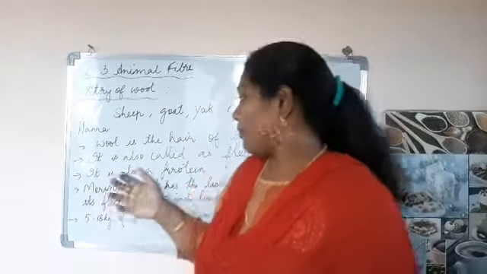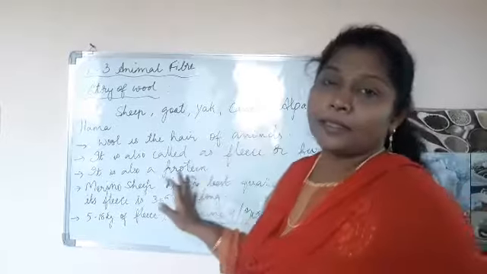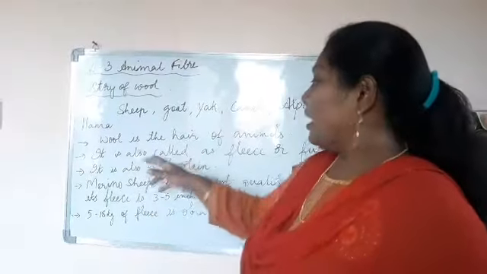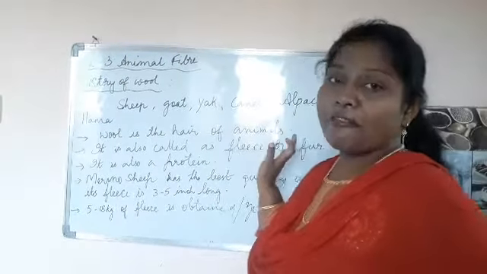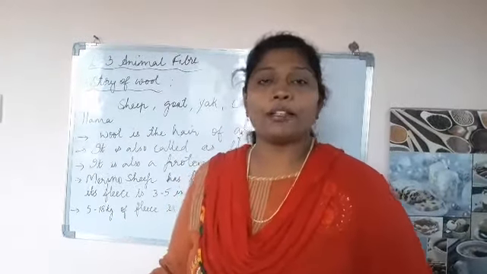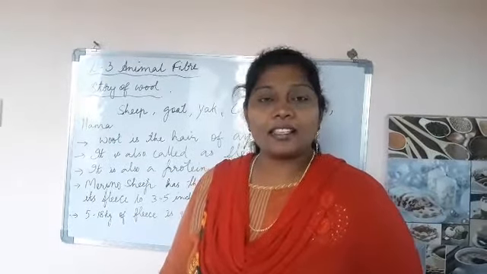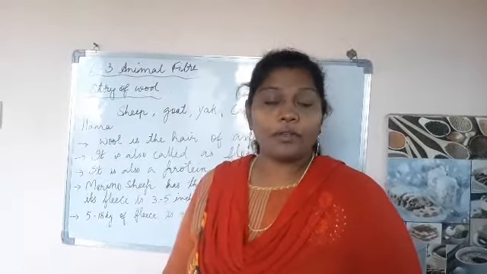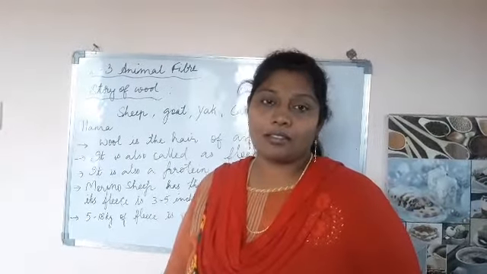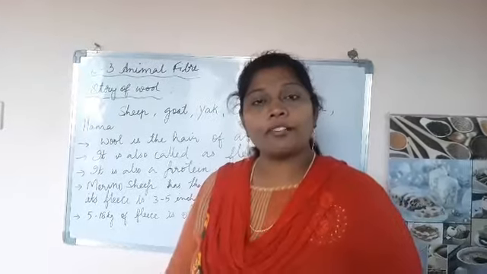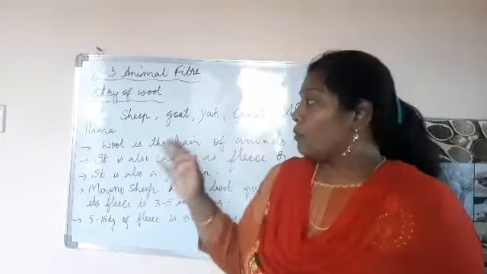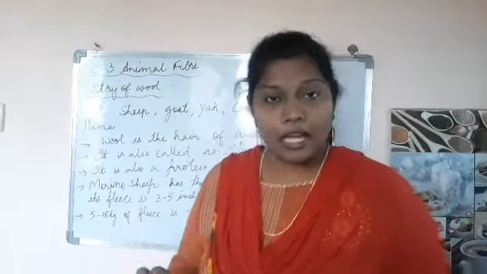Okay children? Wool is the hair of animals. Simply we can say, what is wool? Wool is the hair of the animals. It is also called fleece or fur. For some animals we cannot call it hair. If we talk about the camel, we can say it is hair. But if we talk about the sheep, we cannot say it as hair. We can call it fleece. Some other animals we call it as fur. Okay children, so the wool is nothing but the hair of the animals.